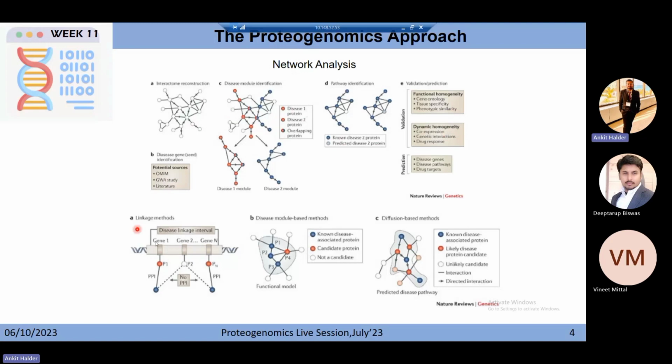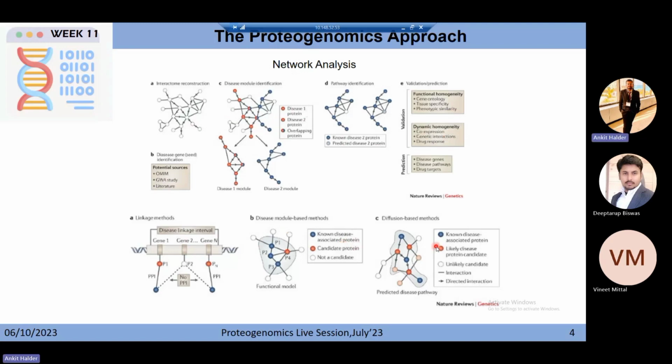Another thing is the disease linkage interval, where for gene 1 and gene 2 you look at how much their linkage connection is. From there you determine whether a PPI will be there or not. So you can see the known disease associated protein, the candidate protein, or not a candidate protein.